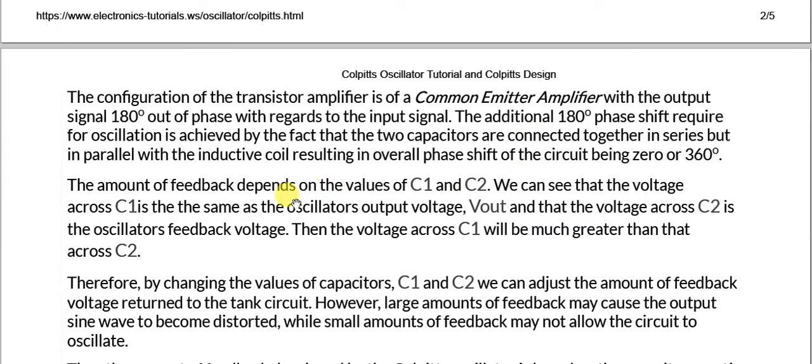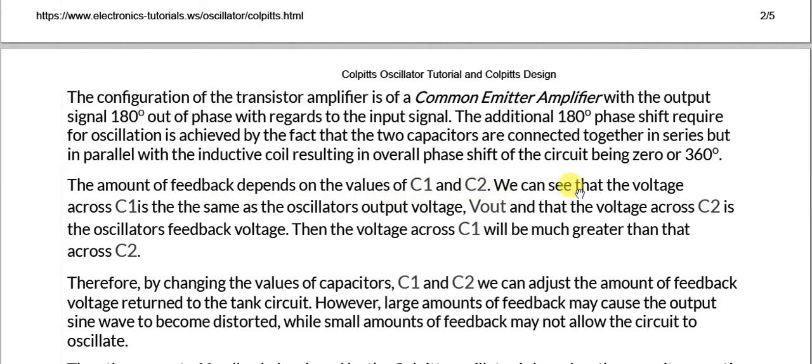Again, the configuration of the transistor amplifier, a common emitter amplifier, has the output signal 180 degrees out of phase with regards to its input. Now the additional 180 degree phase shift required for the oscillation is achieved by the fact that two capacitors are connected together in series but in parallel with the inductive coil, resulting in an overall phase shift of the circuit being 0 or 360 degrees. So the amount of the feedback depends upon the values of C1 and C2.